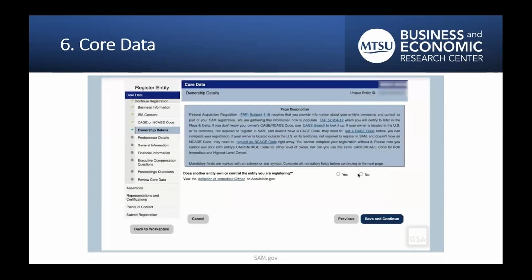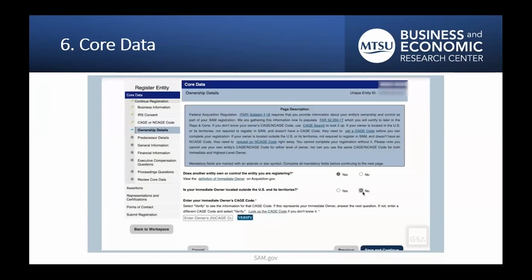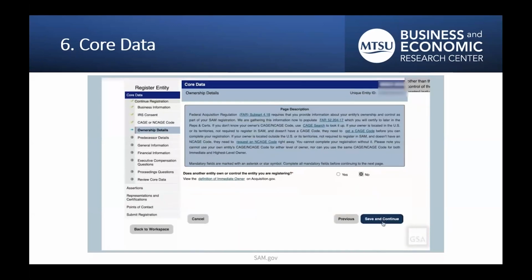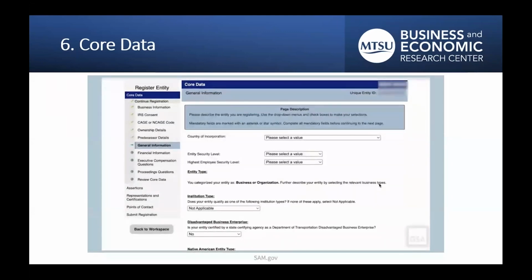If you select yes, enter the information about the organization that directly controls your entity and about the topmost entity in your organizational hierarchy. You will need the CAGE or NCAGE code for both of these. When you have finished, select Save and Continue. Next, the General Information page displays.